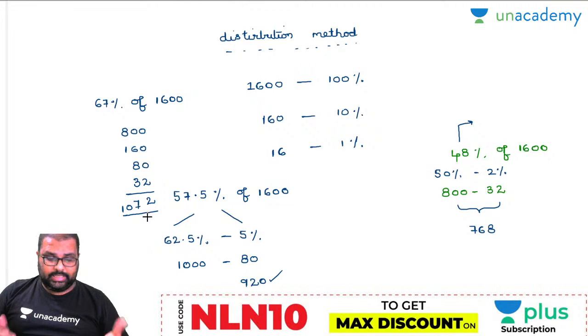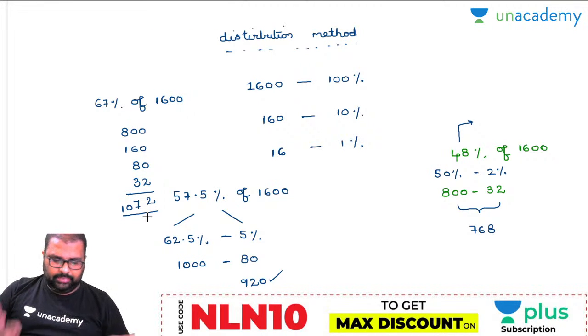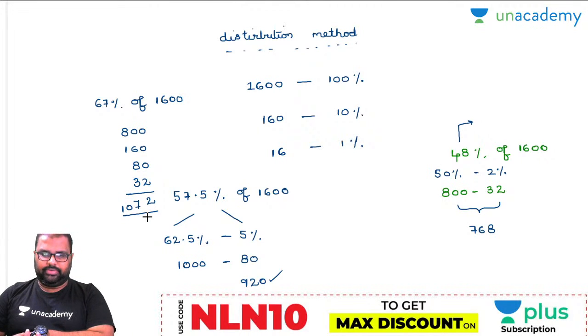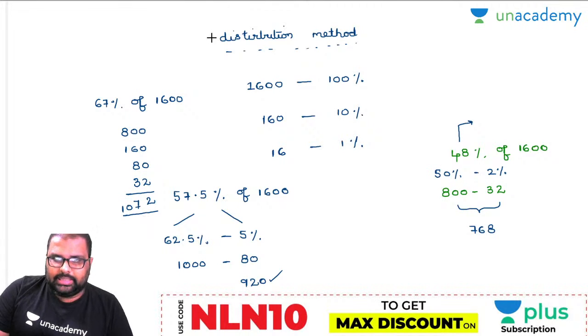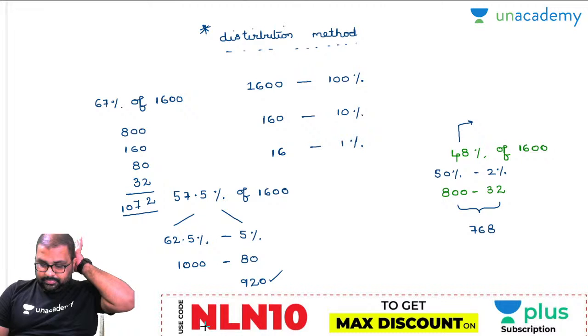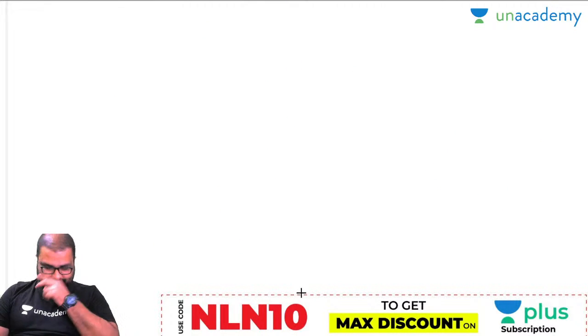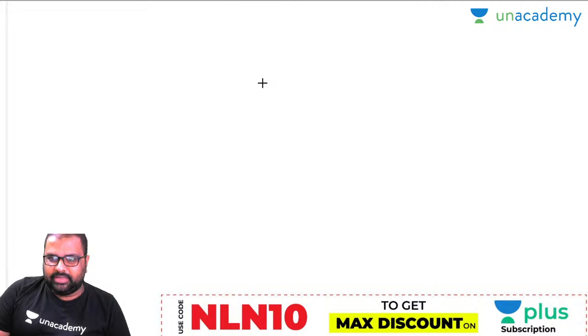So this is what I say. You can use the unitary method, you can use the distribution method, you can use both the techniques in order to solve the question. I think I am clear regarding this. Is it clear? Any doubts in this? Shall we see some more questions there? Now let me know the answer for this.